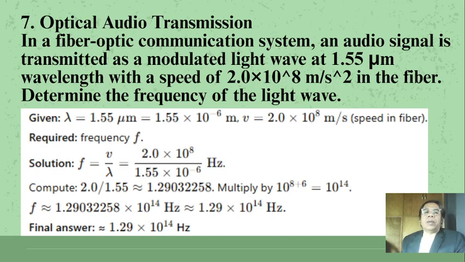We are asked to obtain the frequency f. So use the formula f is equal to v over lambda. Substitute the given data. The answer is 1.29 times 10 to the 14 hertz.